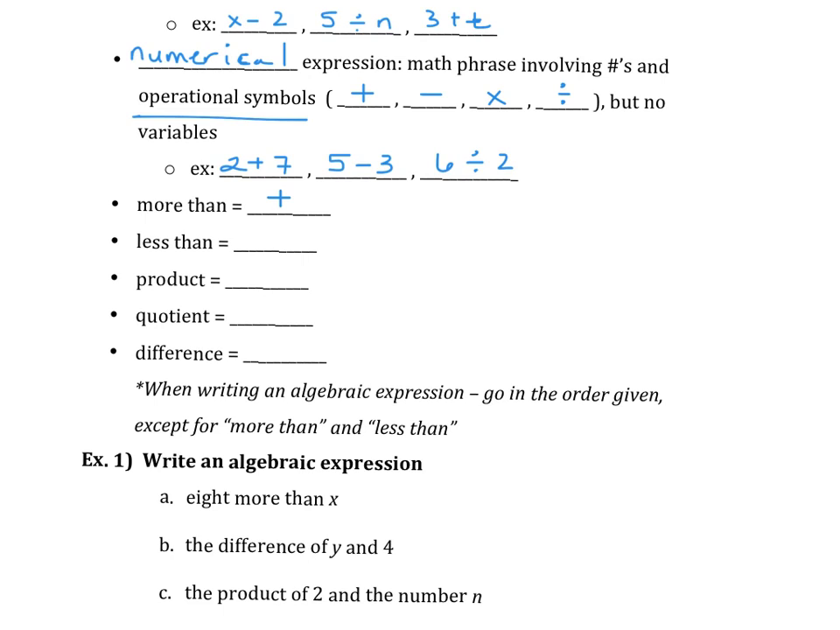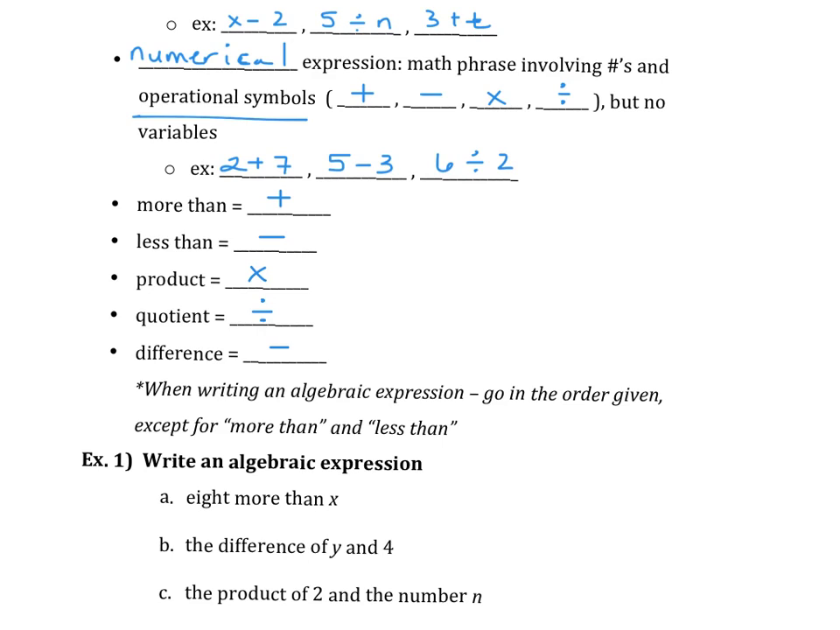So what's less than? Subtraction, okay? Do you know what product is? If I say the product of 3 and n, what are you doing? Multiplication, okay? So whenever it's product, you're multiplying. And then what's quotient? That's division. Okay, so quotient is division, and then difference? That's subtraction, right? The difference between x and 7 would be x minus 7, okay?